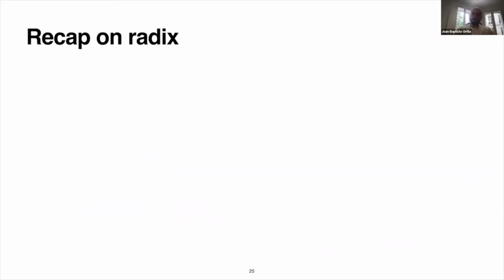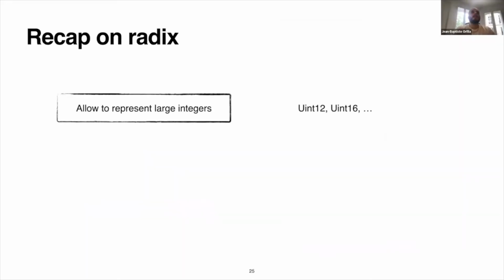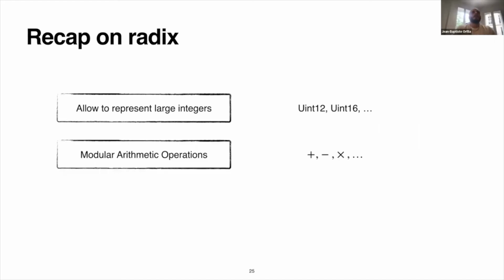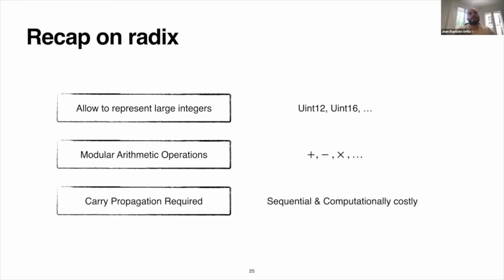If we do a little recap on the Radix thing, this is quite practical because it allows us to represent large integers like the uint12 or uint16. You can do all the modular arithmetic operations on it, but it has a big constraint: this carry propagation, because in practice, this is like using a lot of PBSs. This is a sequential way to do it, because if we increase the number of blocks, we need to do the carry propagation between all these blocks. So this is a sequential operation, and it's computationally costly because it requires a lot of PBSs.